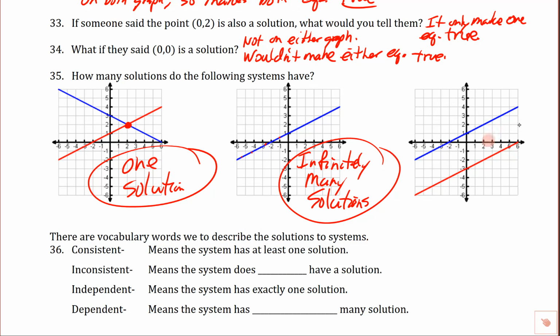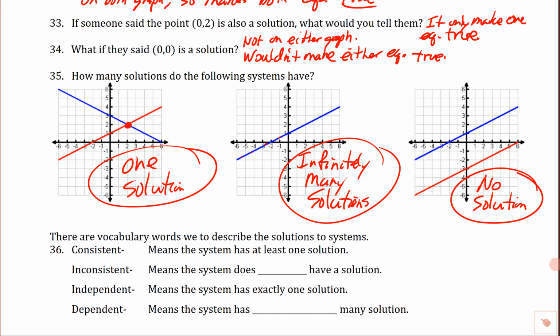And then if we've got a situation like this where these two lines happen to be parallel, these are never going to cross no matter how far we extend this line in either direction. What we'd say there is there's no solution, and what we mean by that is there's no point that would make both equations true at the same time.